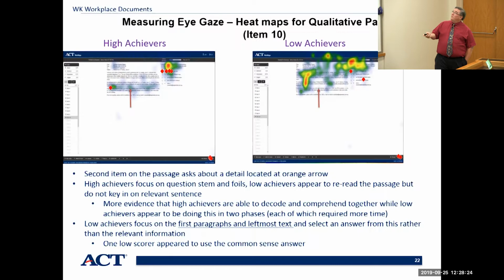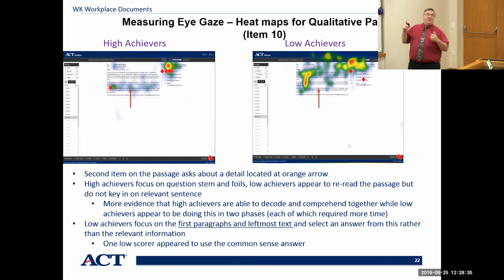But our low achievers, they reread the passage like it went in their brain and then fell right out. And so by adding these passages, it's not just affecting the speed in this issue, we're actually measuring a comprehension construct that we say is an important part of workplace documents. Now notice, because they've already read it, they focus on the important part of the stem, and then they go to where the important information is. Whereas our low achievers, they kind of go hunting for words, but they don't actually look in the important information.